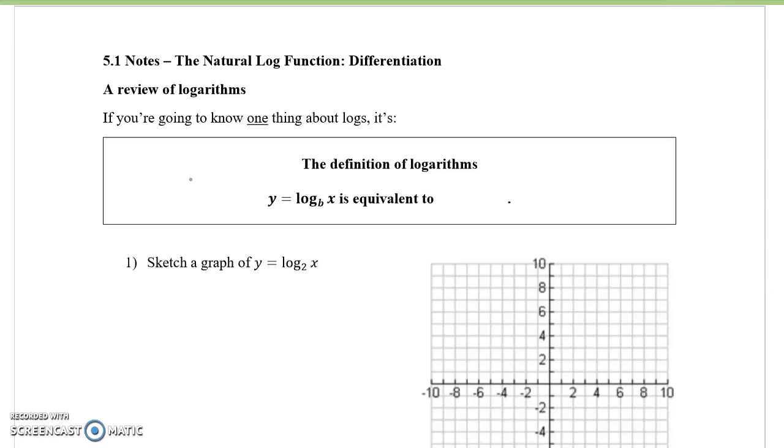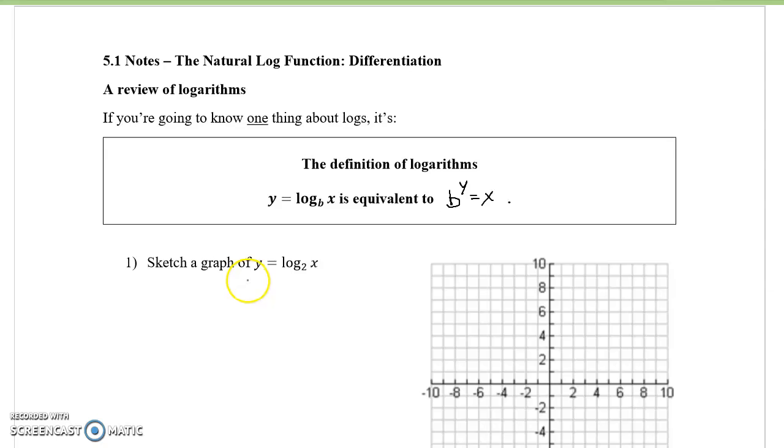But before we get into the calculus side of things, we're going to do a quick review of some basic things that you should already know about logs. The one thing you really need to know about logs, if there's only one thing, is that it's the inverse of exponents, right? y equals log base b of x is the same thing as b raised to the y equals x. Logarithms are a function that are designed to solve for the exponent in an exponential equation.